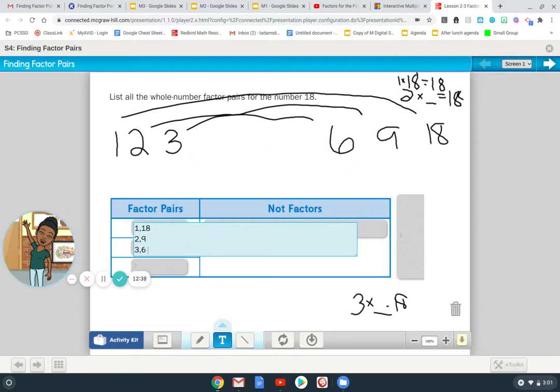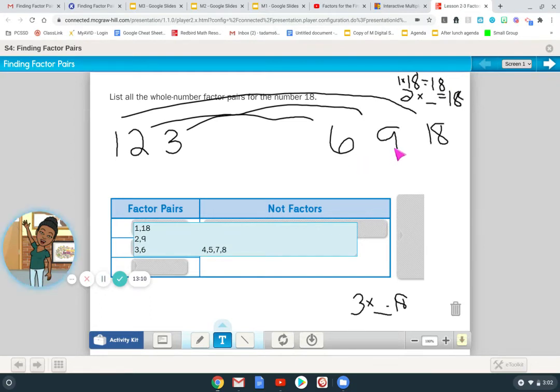Now let's think about what numbers are not factors. What numbers did not work? They did not work to help us get to 18. What numbers are we missing? Let's start with those. 4 did not work. 5. There is 6. So 6 was a factor. How about 7? Is that in our arc? Nope, it's not a factor. 8? Nope, not there either.